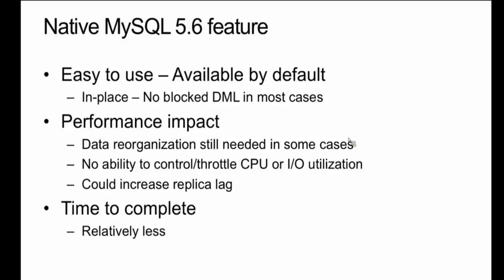You don't have any ability to control or throttle how much I/O or CPU is being used, so it's just going to consume as much as it can and get done as fast as it can. So this can lead to increased replica lag depending upon the types of changes that you're doing. When the resources become constrained, sometimes the replica is not able to keep up, so just keep that in mind. And then the time to complete is relatively less than if you were doing it in other ways that we just talked about, one of them being using the read replica.